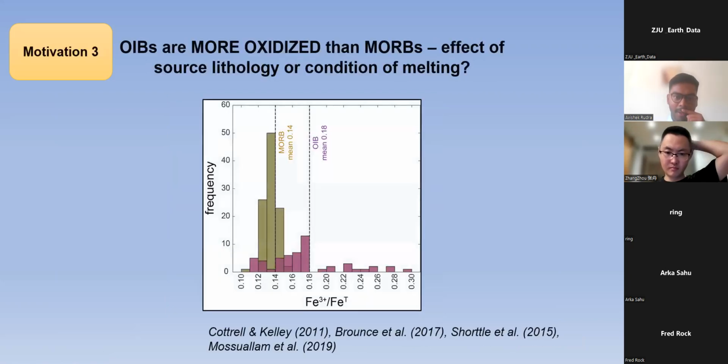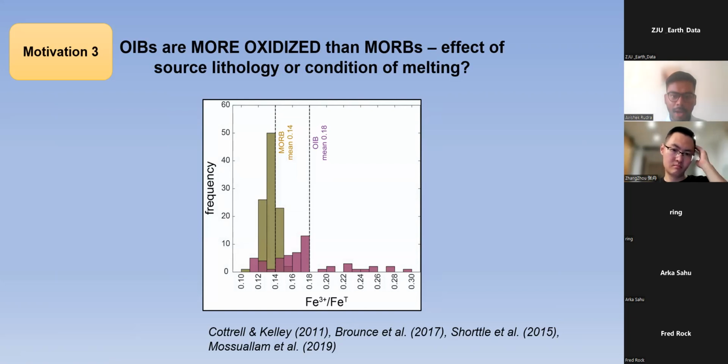And thirdly, and for the last motivation why we delved into this study, and that is when you look at the ferric iron content of the medusa-rich basalts versus the ferric iron content of the ocean island basalts, we see that the OIBs are systematically offset to higher ferric iron compared to the medusa-rich basalts. And previous studies have attributed this to the fact that there are recycled lithologies in the source region of ocean island basalts, and those recycled lithologies could be more oxidizing, which imparts this oxidized character to the ocean island basalts.